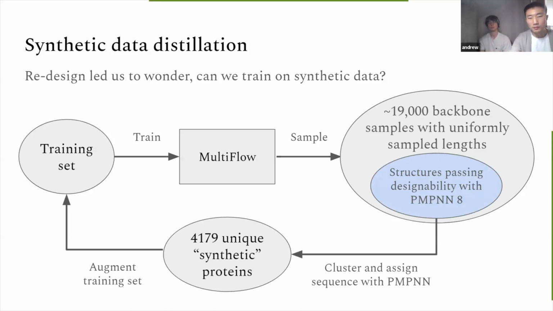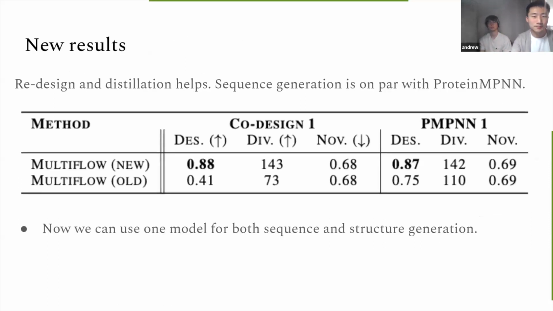So this is what we sought to do with distillation. Now when we incorporated this redesign of the sequences and the synthetic data, we found almost double the boost in performance of Multiflow. Below we were getting 0.41 in the co-design metric, and now we're getting 0.88. This is in fact on par with ProteinMPNN. After distilling ProteinMPNN sequences into our model, we're getting sequences as good as ProteinMPNN.